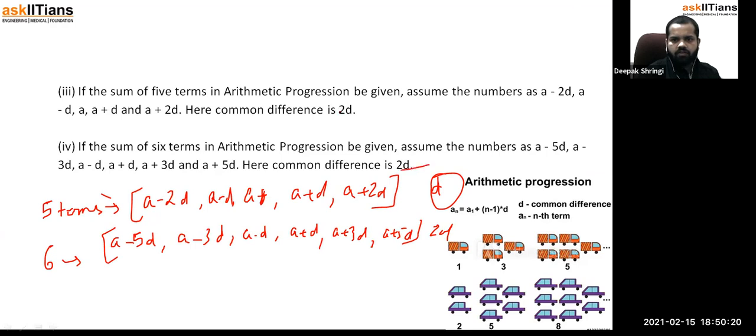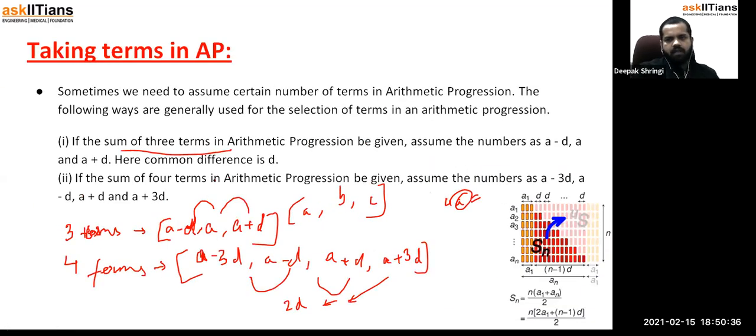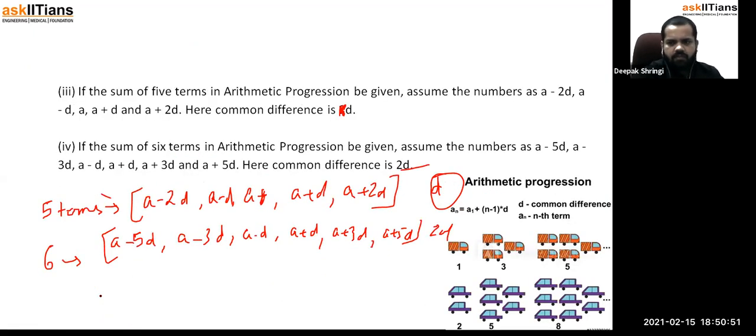In case of even terms, your common difference must be 2D. In case of odd terms, the common difference will be D. Like earlier, three terms: three is odd, so the common difference is D. Four is even, so the common difference is 2D. Just subtract 4 minus 1, which is 3, so A minus 3D and A plus 3D. Just remember these terms.